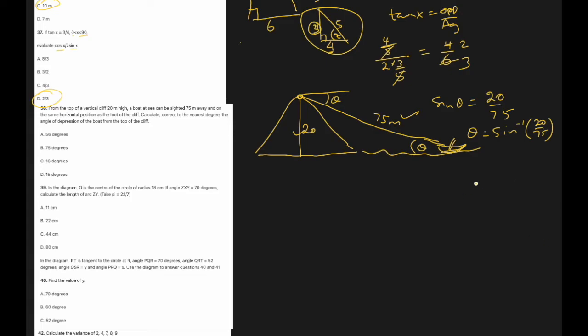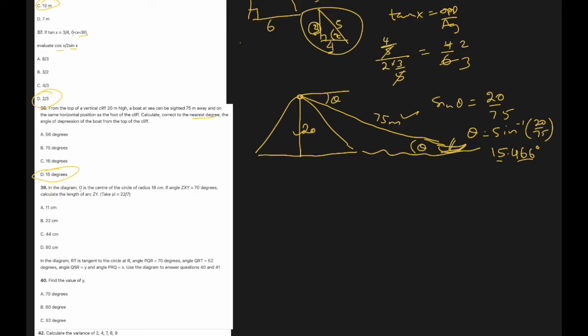Okay, what I got in my calculator is 15.466 degrees. Let's see. Are they saying correct to the nearest degree? So 15.466, 15 degrees is nearer than 16. So 15 degrees is the answer.